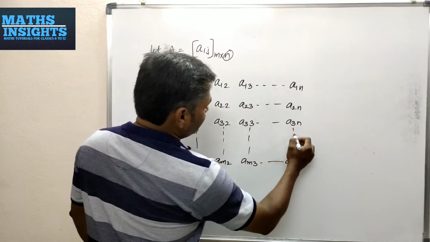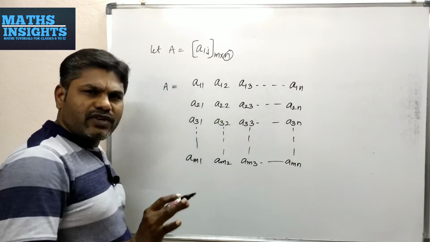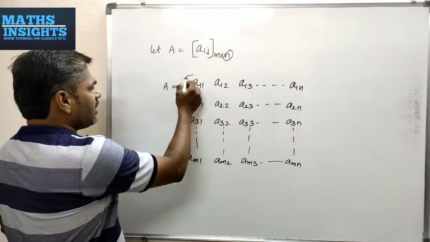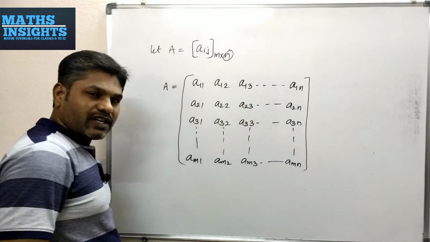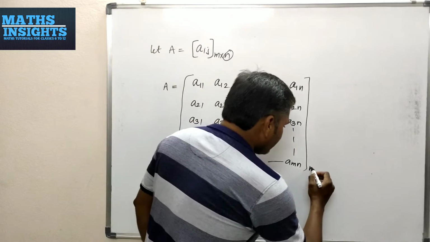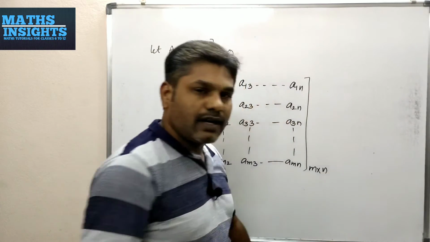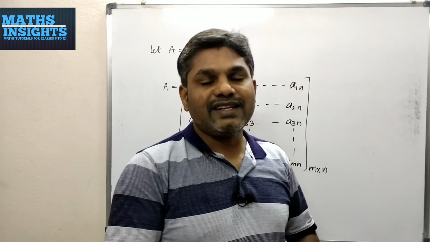This is also and so on. So I have written every element of the matrix A. Then I will enclose these with square brackets. Then it will become a matrix of order m by n, since it contains m rows and n columns.